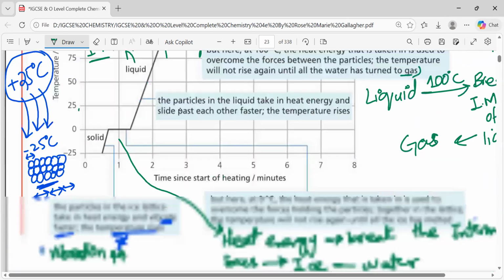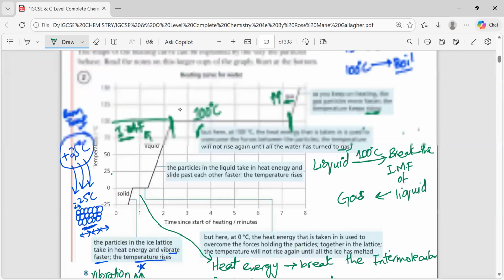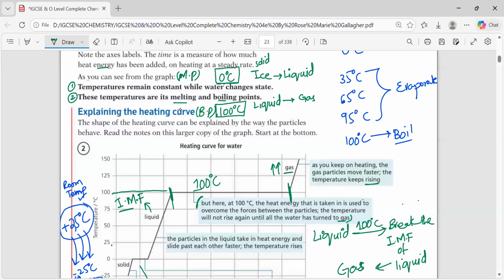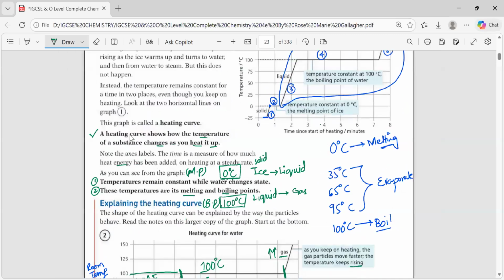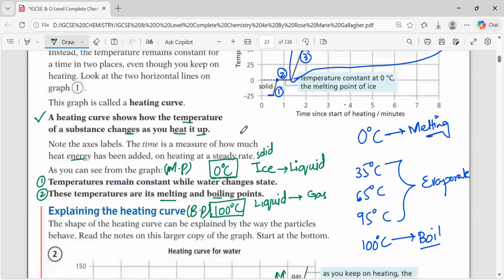Then they have mentioned the cooling curve; we will do that tomorrow. Can you now tell me first, what information are we getting from the heating curve? Okay, write this question: what information do we get from the heating curve of water?